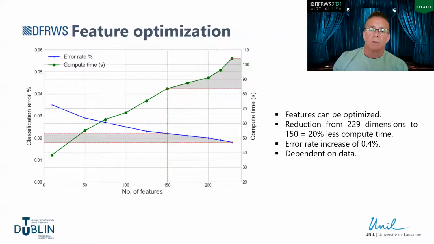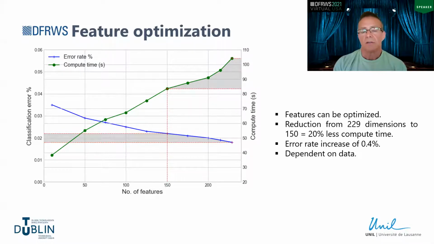In terms of feature optimization, I played around with the number of features just to see its effect on classification error. So for the example I have here, I reduced the dimensions of the feature set down from 250 to 150, which reduced compute time from approximately 105 to around 85, approximately 20% less compute time, which you can see on the right-hand side. And then if you look at the corresponding error rate, it increased only by 0.4.